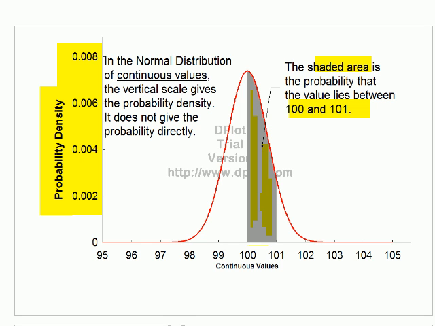Okay, so if I wanted the probability between 98 and 99, I would have to find this area underneath the curve. So how do you find this area? Actually, it's not an easy task. So it's done by tables in the back of the book, or better yet, it's done by software.